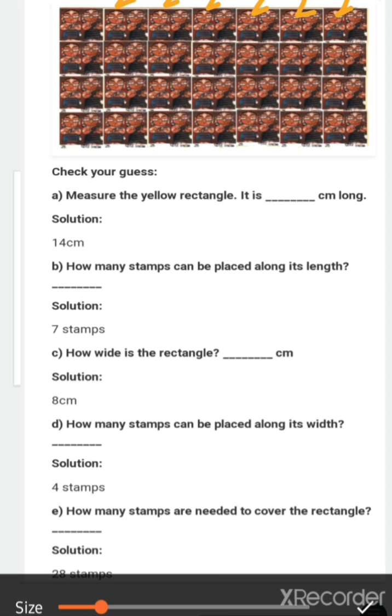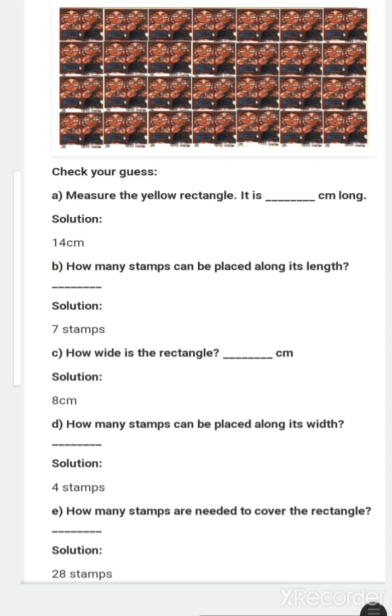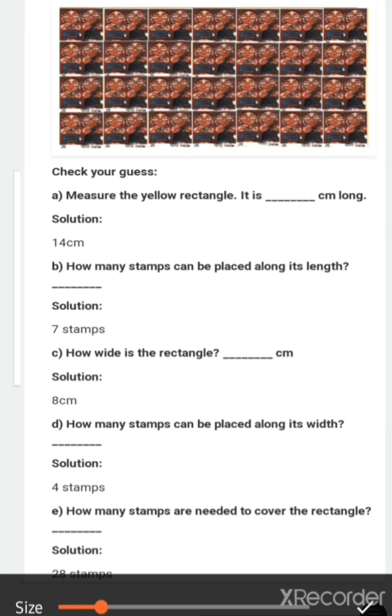Let's count it. 2 plus how many times? 1, 2, 3, 4, 5, 6, 7. 7 times 2 will be 14. So the length of this rectangle is 14. Or you can easily do this: the length of 1 is 2, and there are 1, 2, 3, 4, 5, 6, 7 of them. So 2 multiplied by 7 is 14. So the length of this rectangle is 14. Similarly, how many stamps can be placed along its length? 7 stamps are placed along the length.